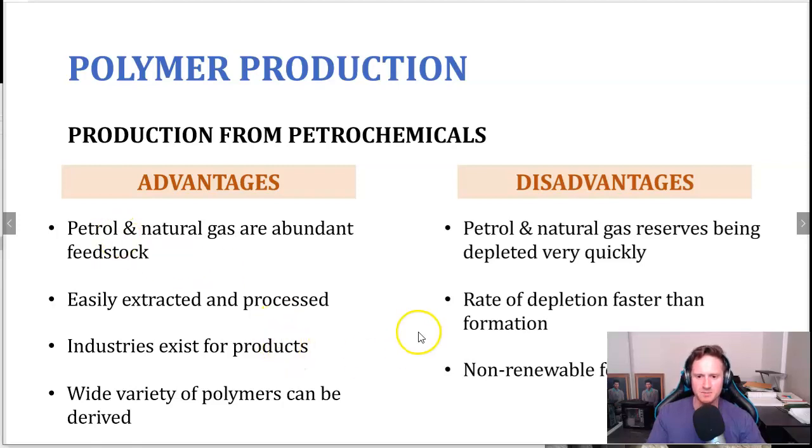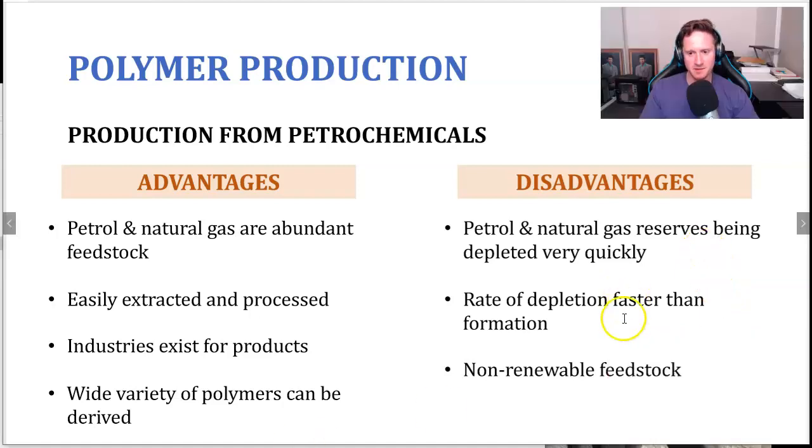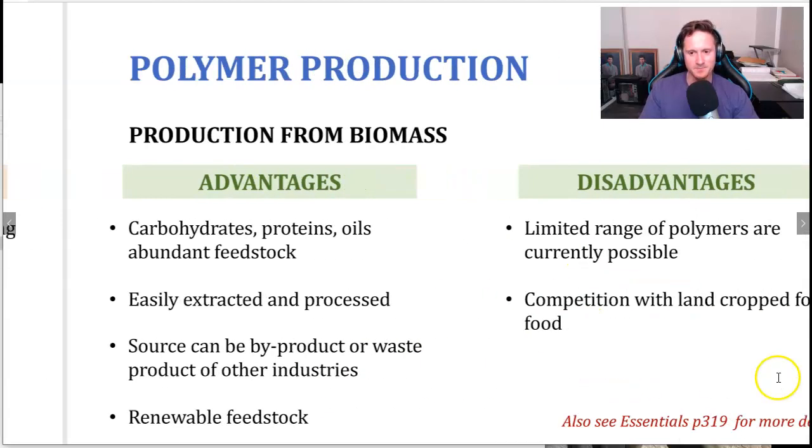So the disadvantages, petrol and natural gas reserves are being depleted very quickly because we're using them for so many different things. The rate of depletion is much faster than the rate of formation, so we're going to eventually run out. And it's non-renewable feedstock, which is basically kind of similar. All of these are pretty closely linked together.